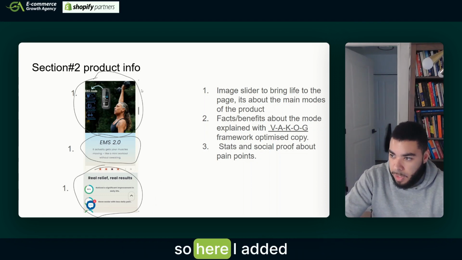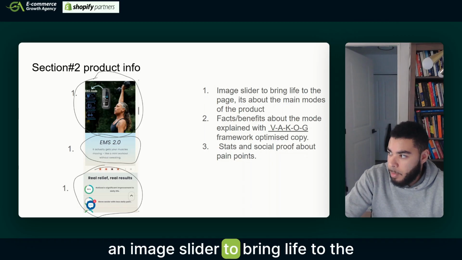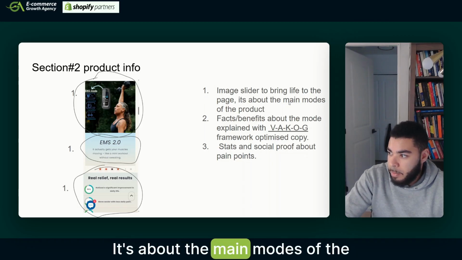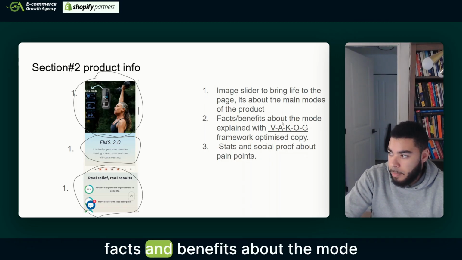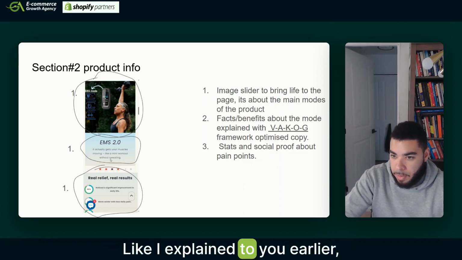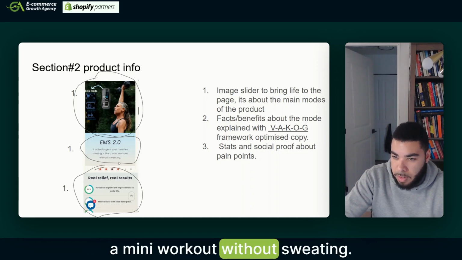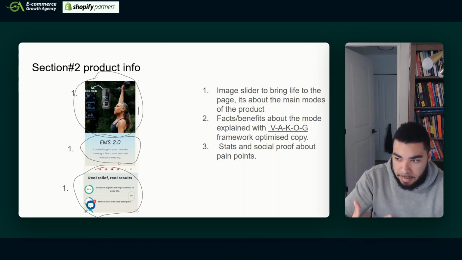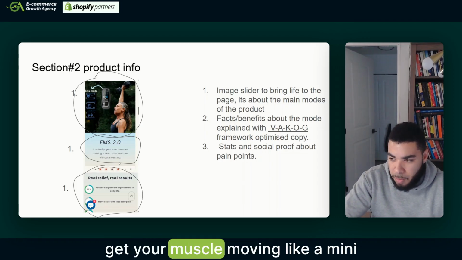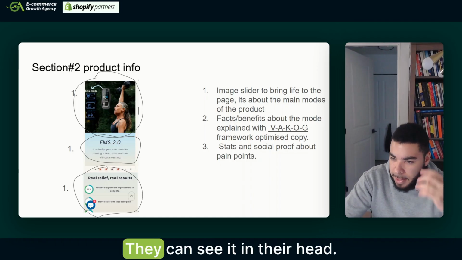All right. So here I added some information about the modes, an image slider to bring life to the page. It's about the main modes of the product. Number 2, facts and benefits about the mode explained with the VCOG. Okay, like I explained to you earlier. So as you can see here, it actually gets your muscle moving like a mini workout without sweat. All right. So people, they can feel it. Like, okay, it gets your muscle moving like a mini workout without sweating. They're like, okay, they can see it in their head.